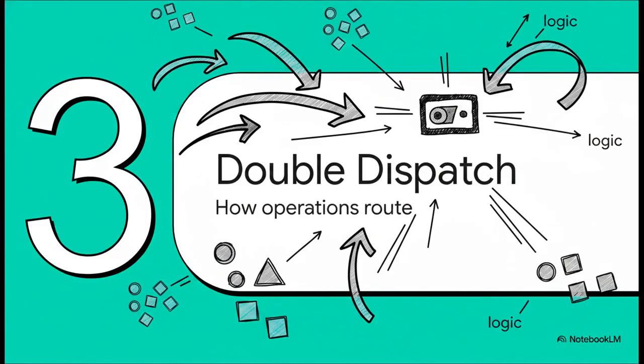Moving to Section 3, mechanics of double dispatch. The crucial point here is understanding how the system actually knows which logic to apply without falling back on massive, ugly if-else chains.